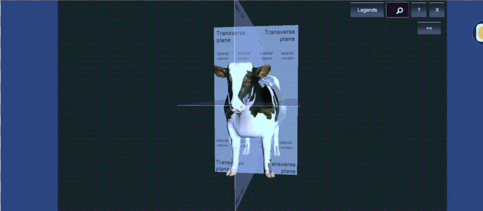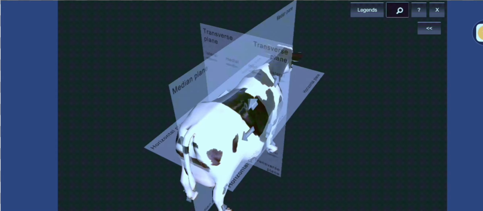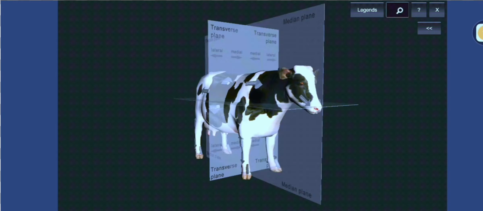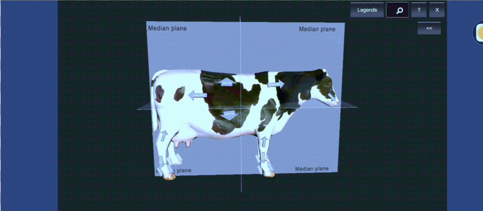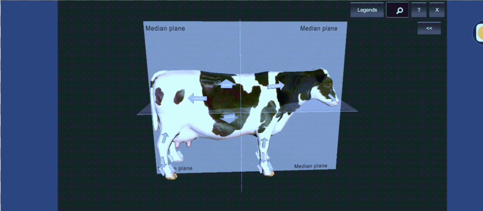First of all, which plane do we have to discuss? First of all, the median plane. Look at this picture, we can see the median plane. It is a plane which divides the body into equal halves. That means the plane that divides the whole body into two equal parts, which are identical to each other. This is the plane we call the median plane.